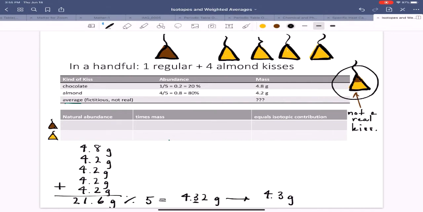So there's a way to do that where we consider the natural abundance. So for the chocolate kisses, I could write 1 in 5, or I could say 20%, or I could use a decimal fraction. And that's what I'm going to use here. For the natural abundance, I'm going to use a decimal fraction. For the almond kisses, 4 out of 5 are almond, which is 80%. But again, I'm going to use a decimal fraction to reflect my natural abundance.